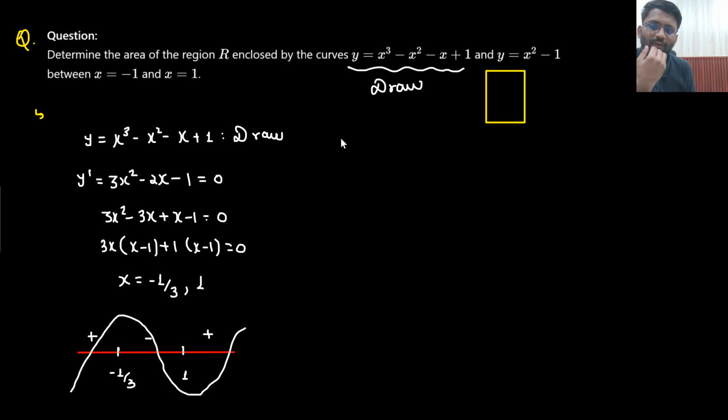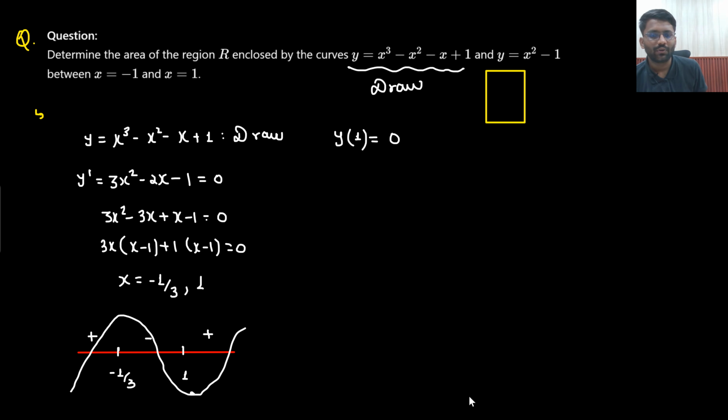So at x equals 1, what will be the value? Which will be the minimum value? Yes, this will be the minimum value. So the value at x equals 1, if you put 1 here, 1 minus 1 will be 0. The value at x equals 1 is actually 0. The minimum value is 0.